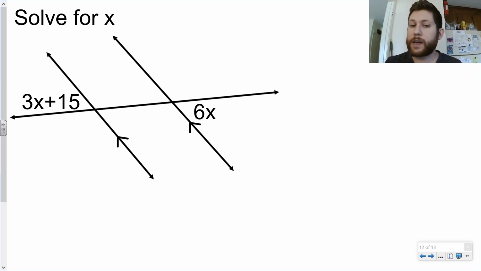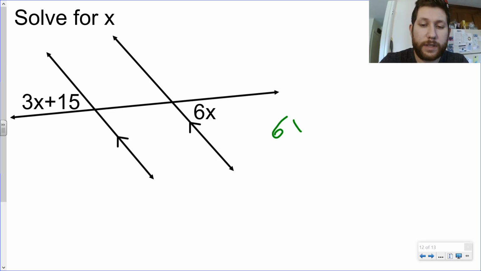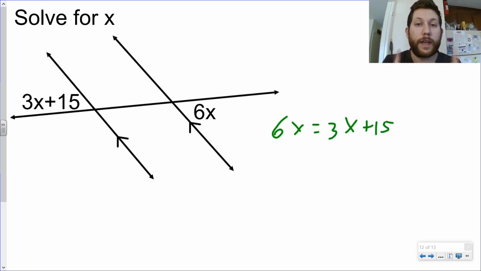These look the same size, so these are going to be equal. So I'm going to go 6x is equal to 3x plus 15. Sorry, let me clean that up a little bit. 6x is equal to 3x plus 15. I'm setting them equal because I know that they're equal to each other. They're alternate exterior angles. Those angles are equal to each other.